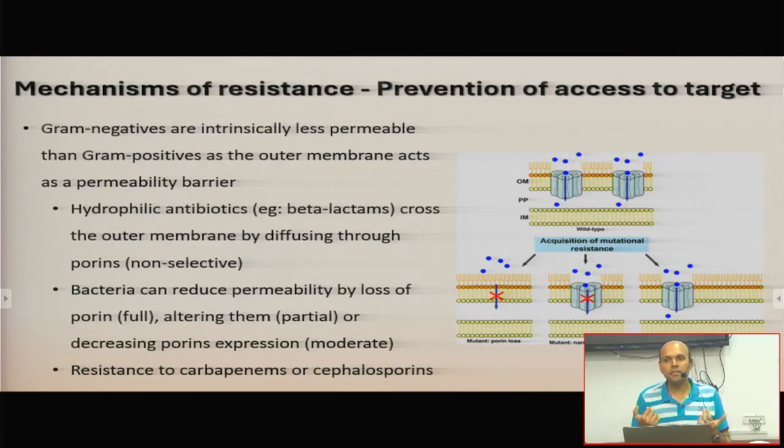A very good, classic example of this is the CarO protein. You can write it down if you want. CarO protein is a protein in Acinetobacter baumannii, which I think you know is one of the bacteria I study the most. The loss of that protein can lead to carbapenem resistance. So you don't need an enzyme to hydrolyze and do other things. Various mechanisms are there, efflux, and so this is prevention of access to target.